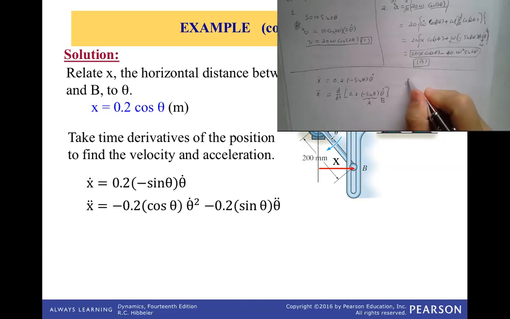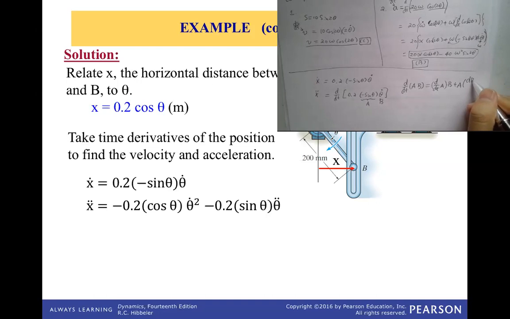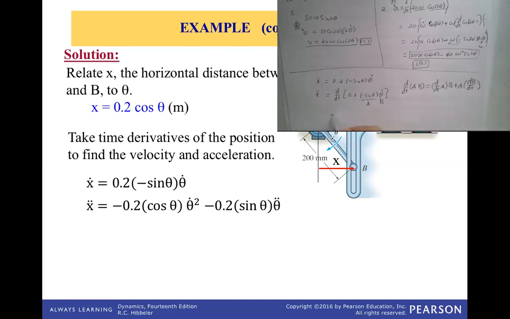If you are taking the derivative of A times B, then what you are doing is the derivative of A times B, plus A times the derivative of B. You apply it over here. So it becomes 0.2, the derivative of sine becomes cosine, so minus cosine theta. But because theta is a variable with respect to time t, you want to apply the chain rule here, so you multiply by theta dot.